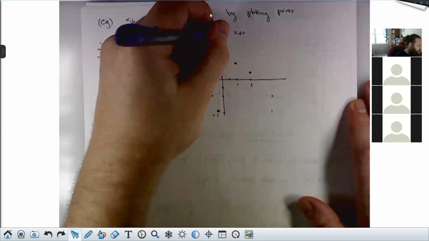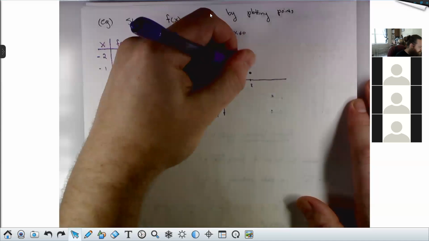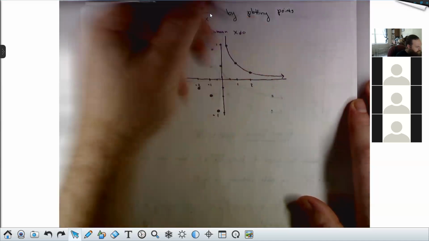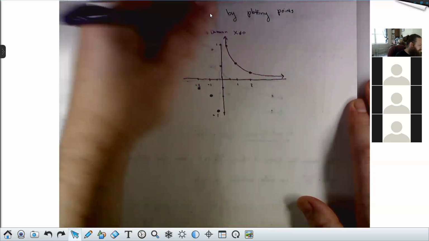So what's going on with this graph? Well, it looks a lot like one of our parent functions. It looks a lot like the function 1 over x.